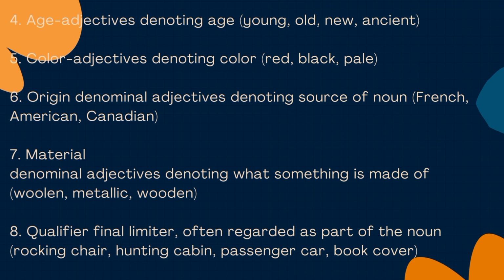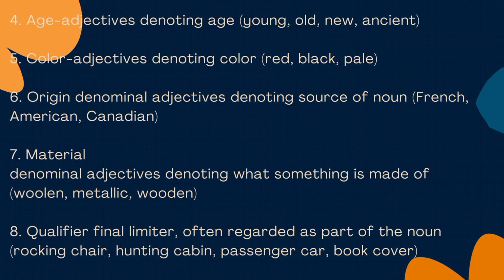And the number 7 is material denominal adjectives denoting what something is made of, woolen, metallic. Ito naman ay pang-uri ng material. Ang mga pang-uri na ito ay naglalarawan ng material na gawa ng pangalan. Halimbawa nito ay kahoy. Ito ay naglalarawan ng isang bagay na gawa sa kahoy. And pangalawang example is metal. Ito naman ay naglalarawan ng isang bagay na gawa sa bakal o metal.